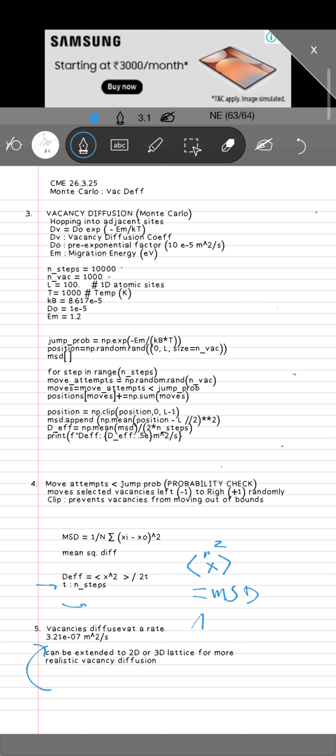Now we have considered here a one-dimensional lattice for simplicity, but for realistic cases, a 2D or the 3D lattice is involved, where the things get a little complicated. So we'll try to discuss 2D and 3D lattice in due course.